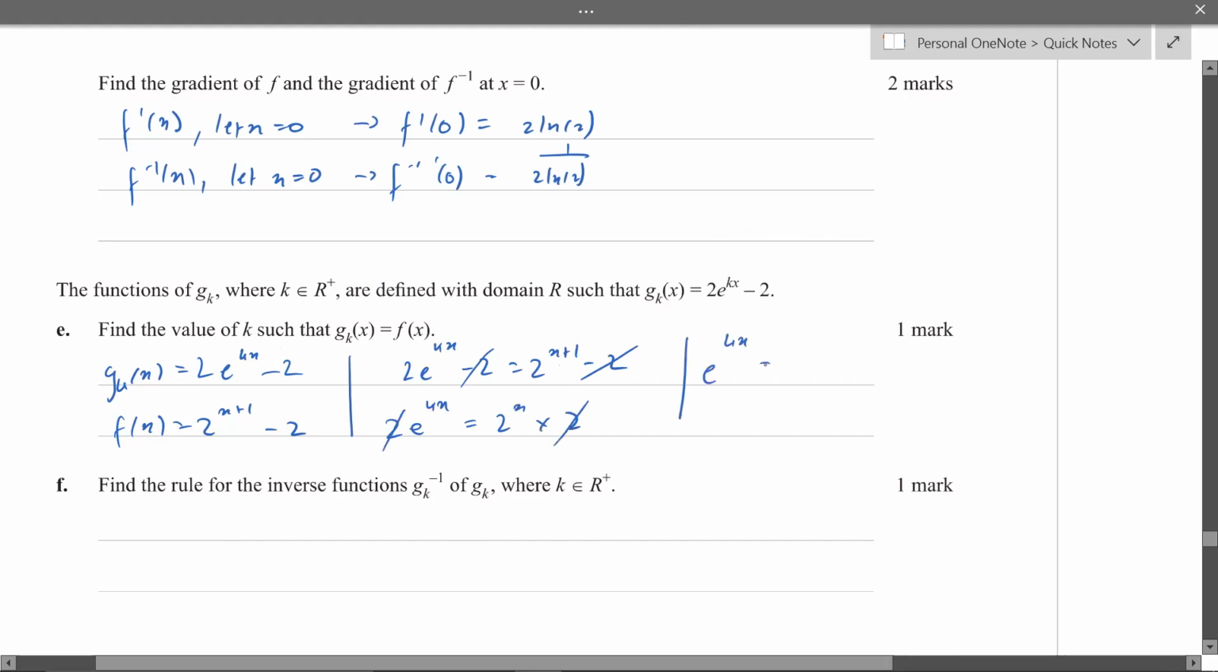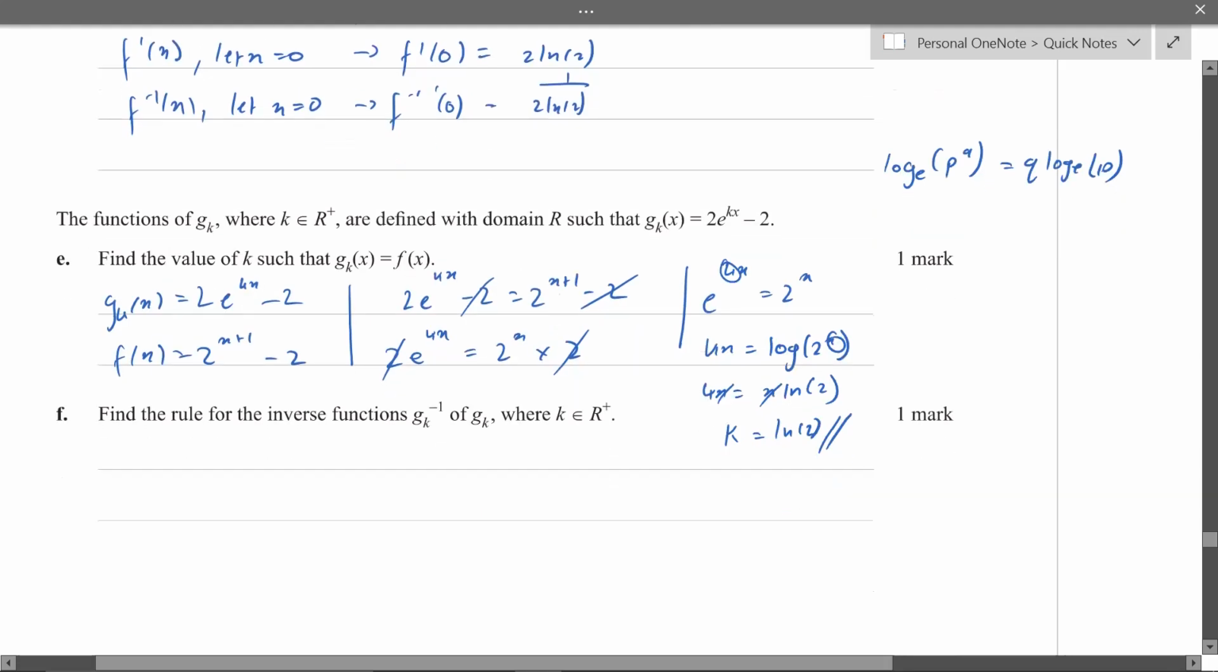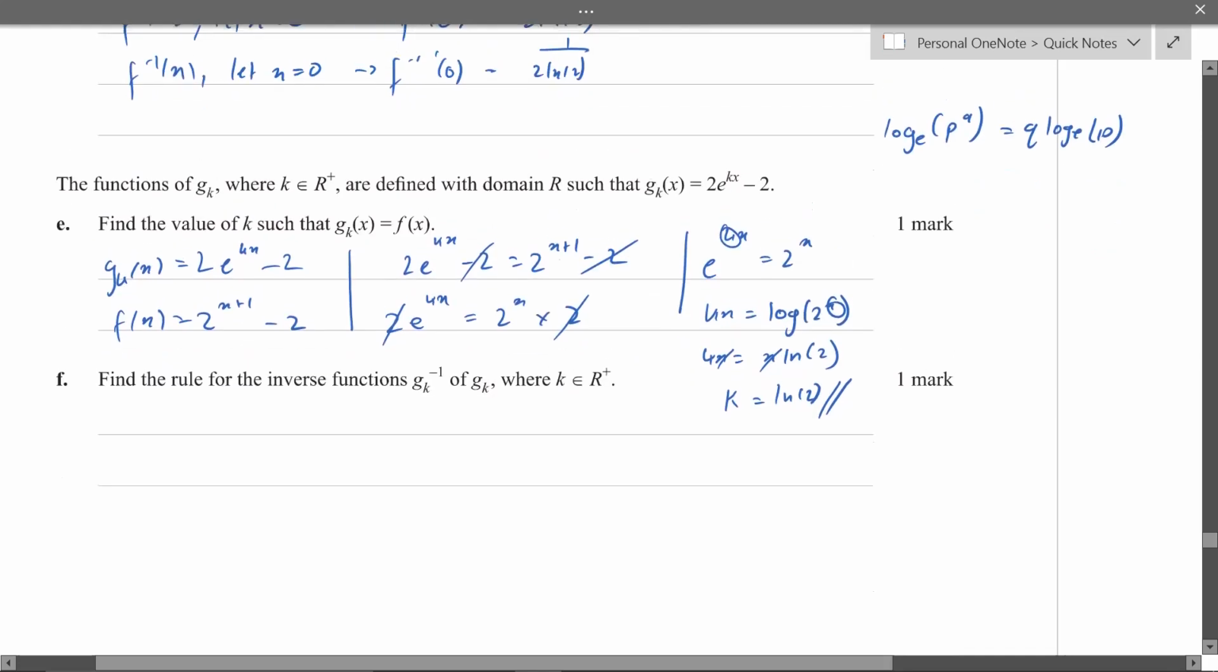Now you're left with e^(kx) equals 2^x, and we want k, so we make kx equal to log base e of 2^x. Using the rule that log of p^q equals q log p, we can take out this x. So kx equals x ln 2, and then both the x's cancel, and you get k is ln 2. A kind of sneaky question. They just tested your exponential and log properties. The next question is to find the inverse of g_k(x). So g_k(x) is 2e^(kx) minus 2. Let g_k(y) equal x.